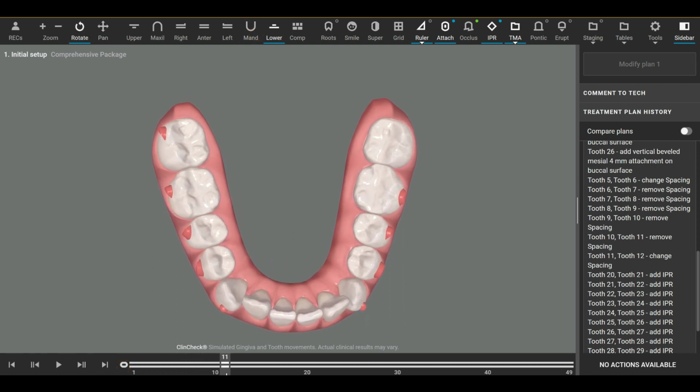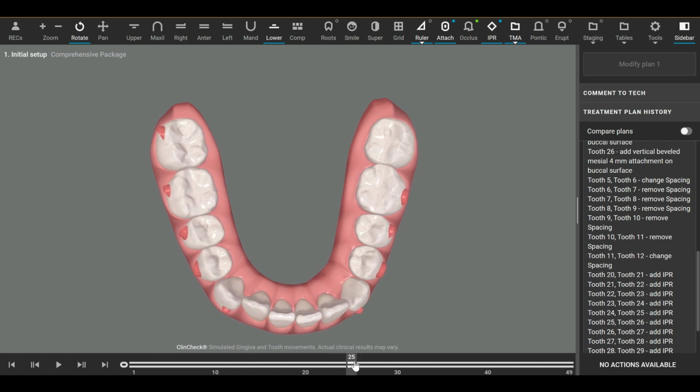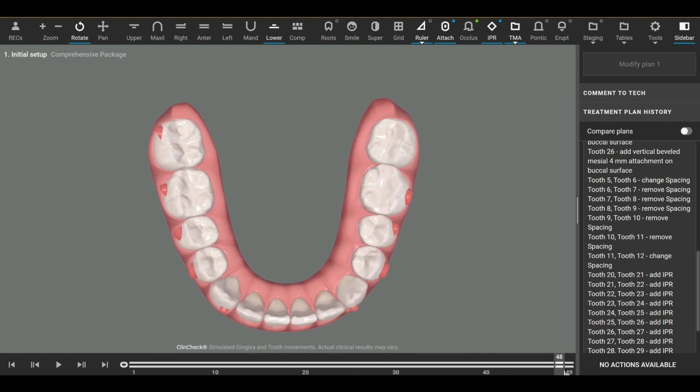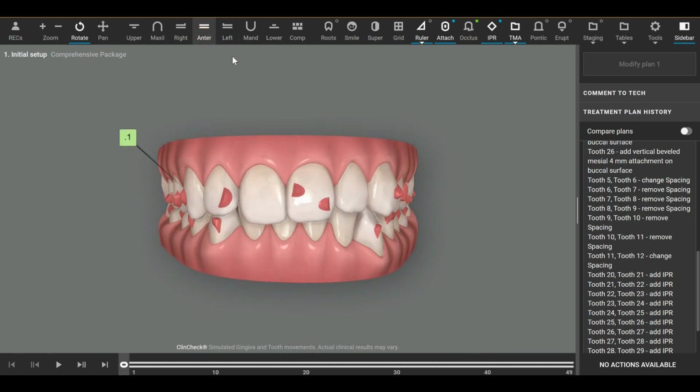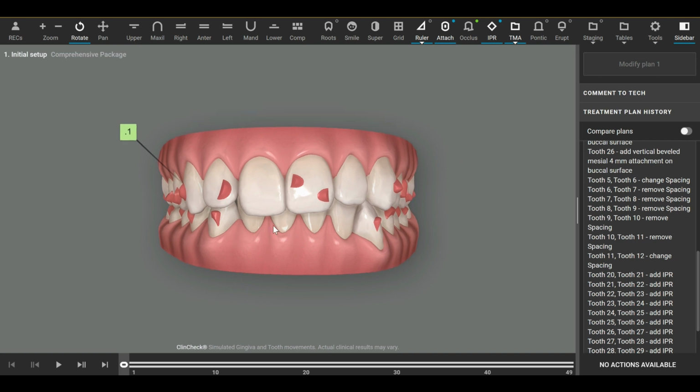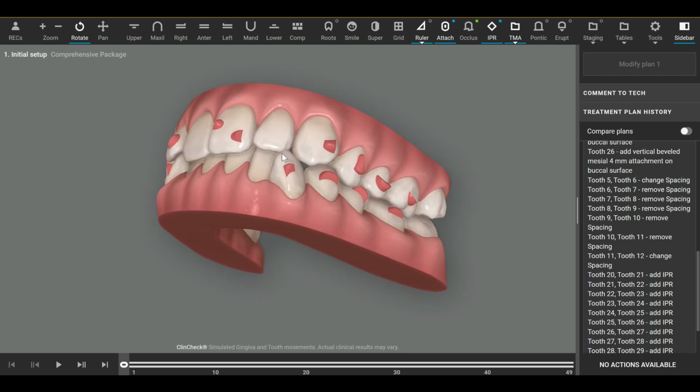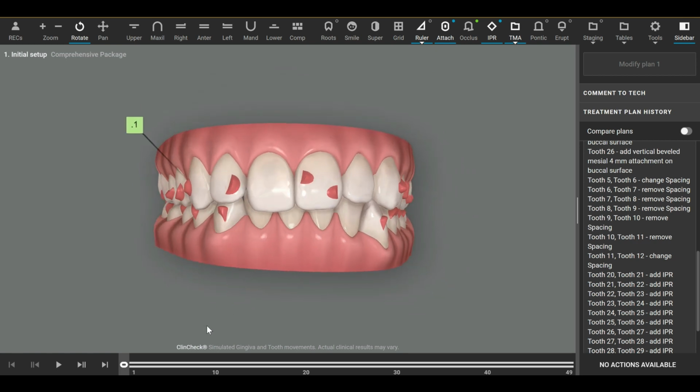Notice the lower anterior teeth coming out really far. So there's a lot of crowding on the lower. That will be the challenge with this case. She's got a deep bite. It's kind of like a cross bite over here. So this is a more complicated case.